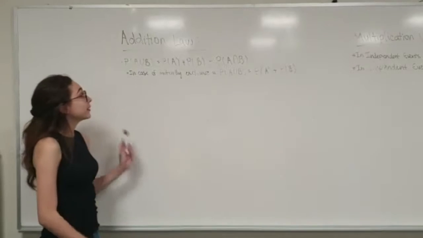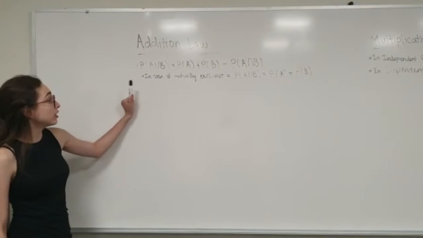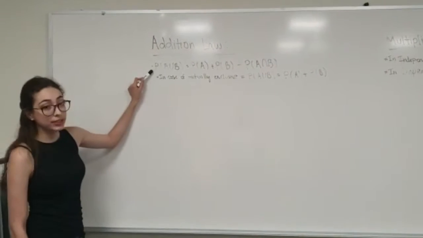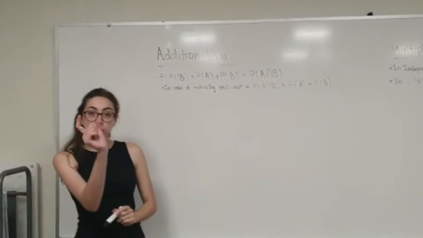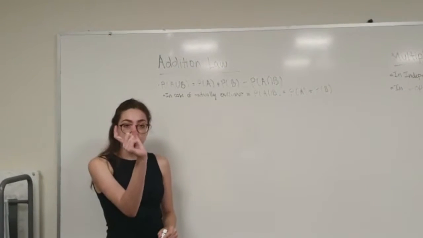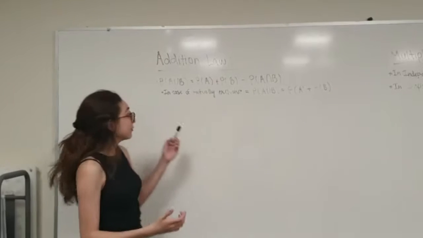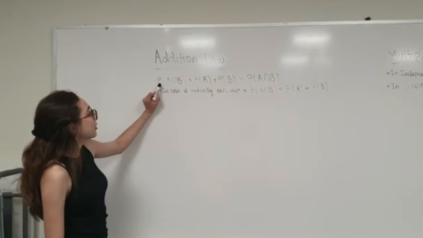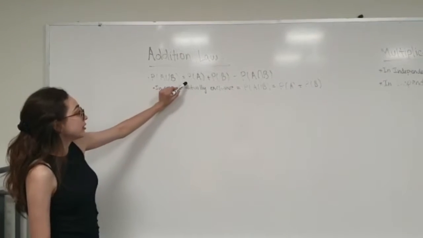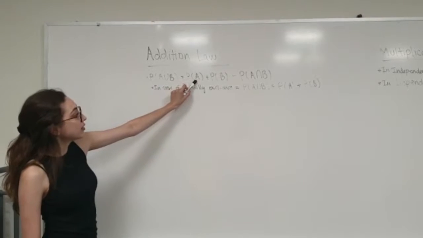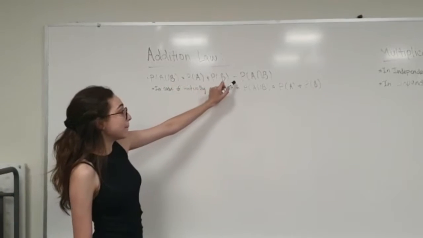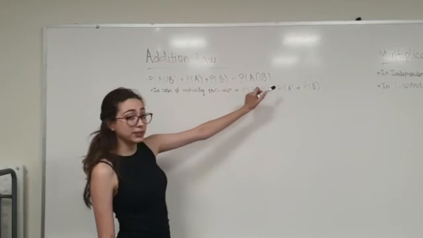So I'm going to explain addition law, and addition law in this case is the probability of A or B, since a U, if it's upwards, is an OR, and if it's downwards, is an AND. The probability of A or B is equal to the probability of A plus the probability of B minus the probability of A and B.